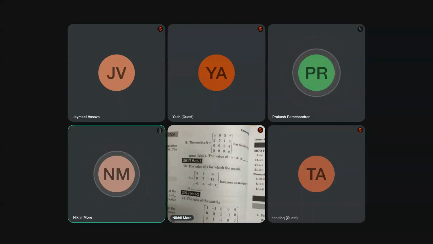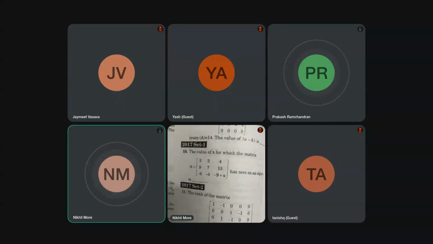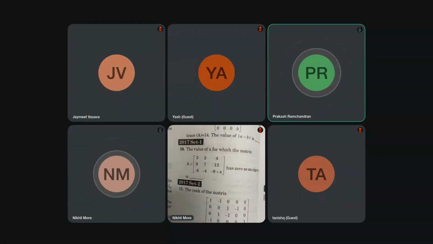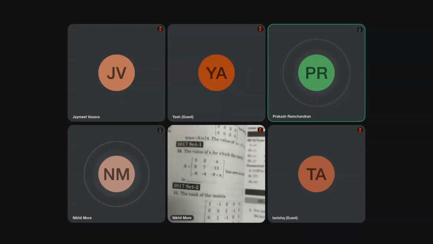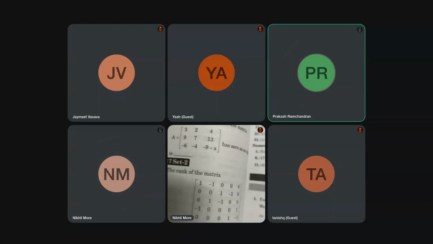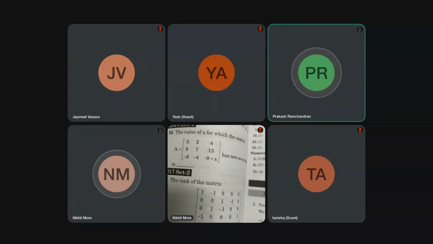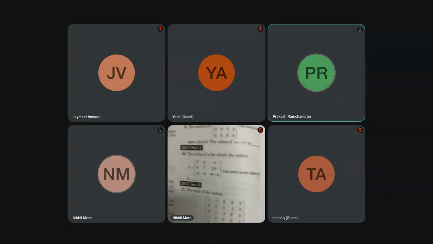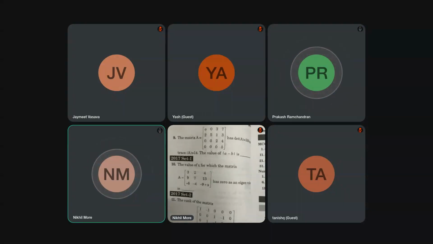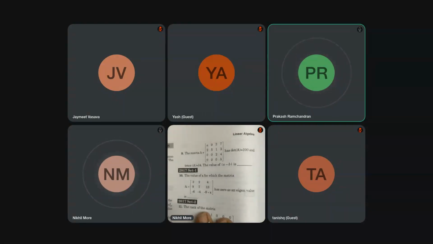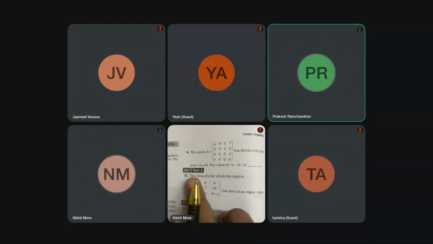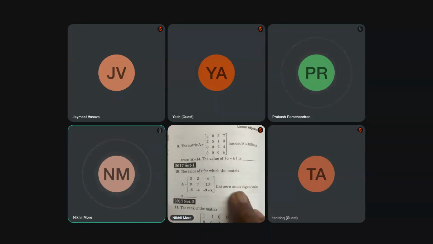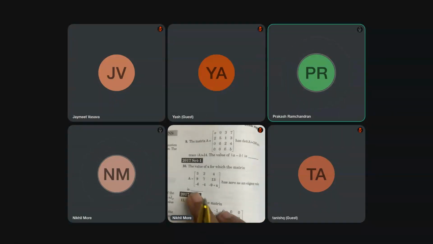So if you can see, answer number 10. The value of x for which the matrix A has 0 as an eigenvalue. Can you read it? At 0 eigenvalue. So the value of x for which the matrix A has 0 as an eigenvalue is 261.